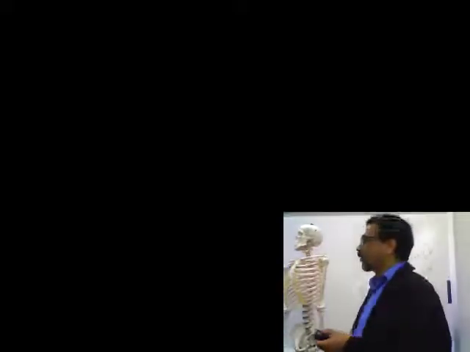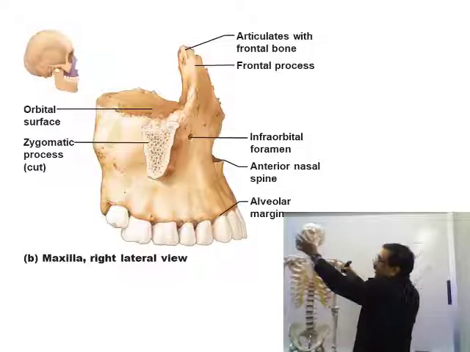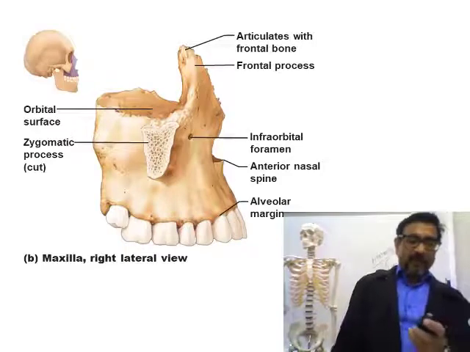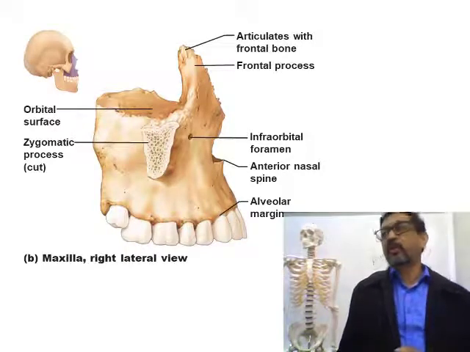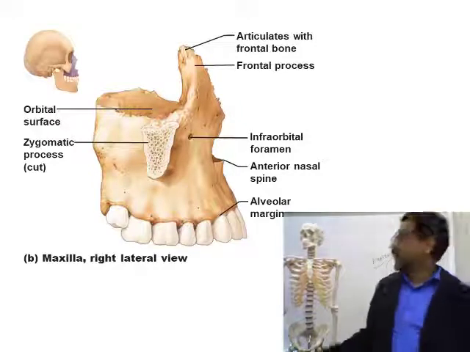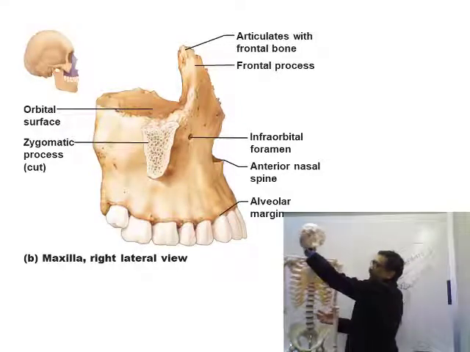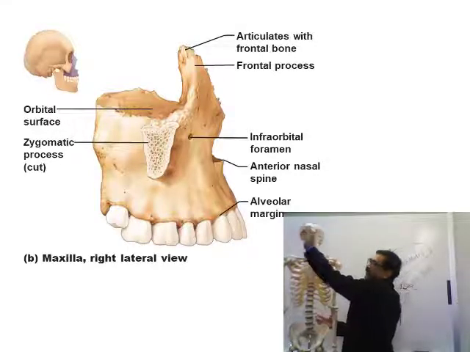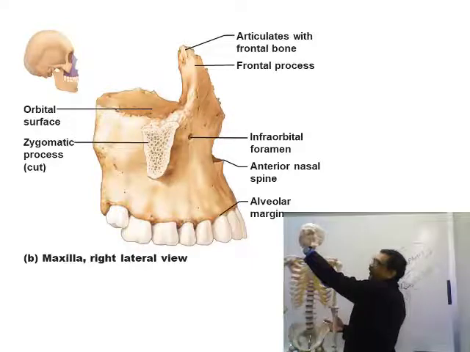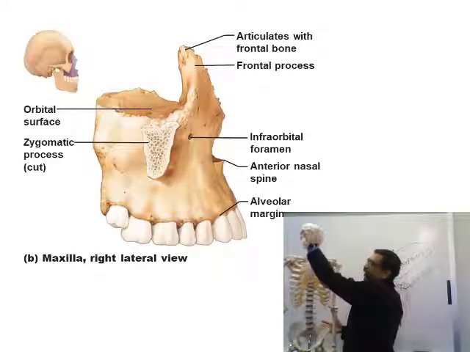Maxillary bones, two maxillary bones join to form the maxilla, right? Upper jaw, and the maxillary bone is known as the keystone bone. Why is it called the keystone bone? Because you see here, maxillary bones or maxilla is located in the center of the face, here, sitting in the center, and this bone articulates with all other facial bones.